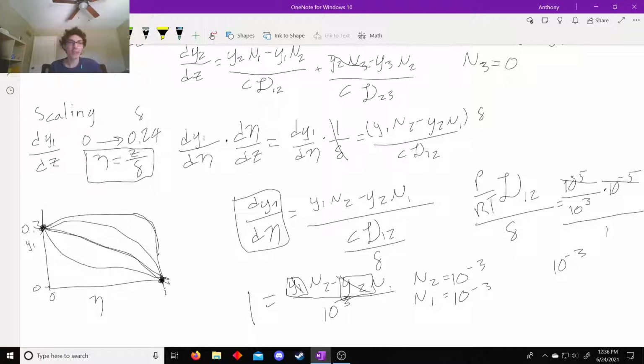So from scaling, we scaled our independent and dependent variables to be between 0 and 1. In this case, we only had to scale the independent variable. And from that, we were able to estimate the order of magnitude of the molar fluxes of component 1 and component 2. And we found that they should be about 10 to the negative third.